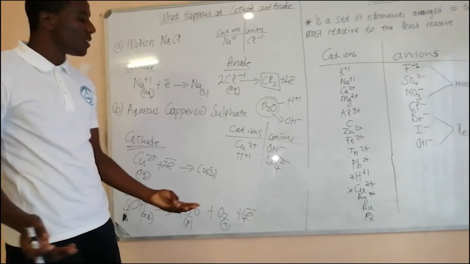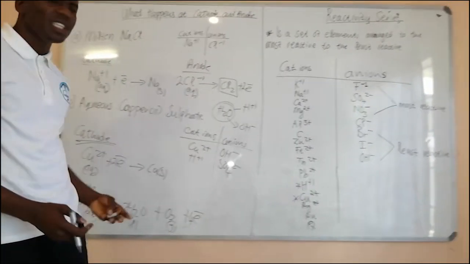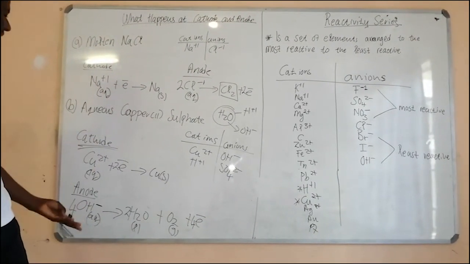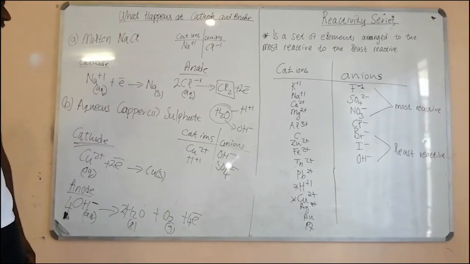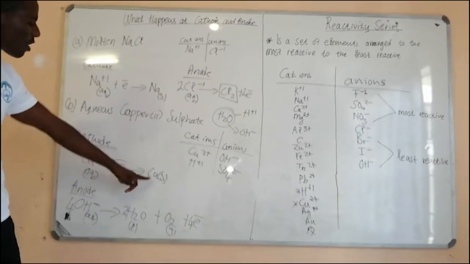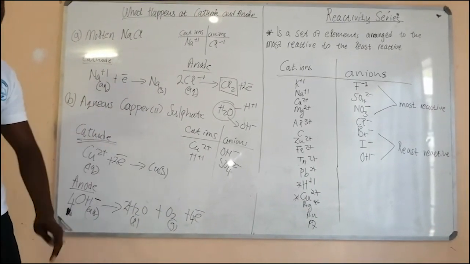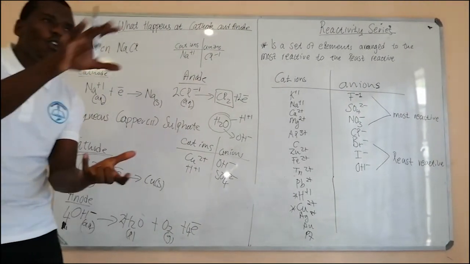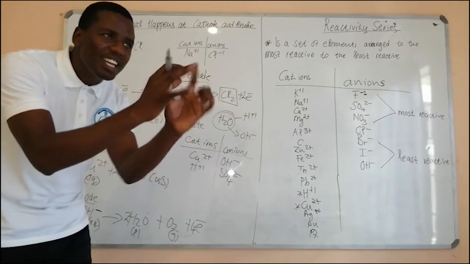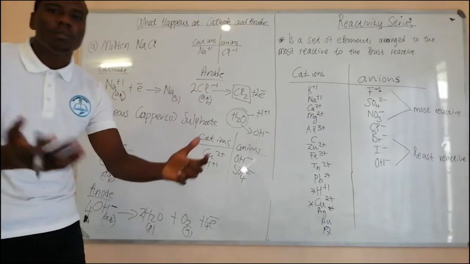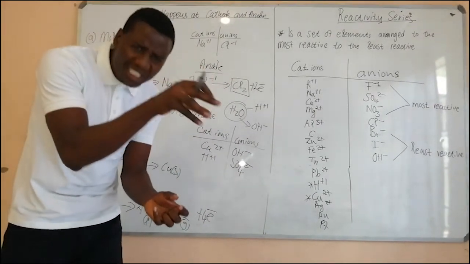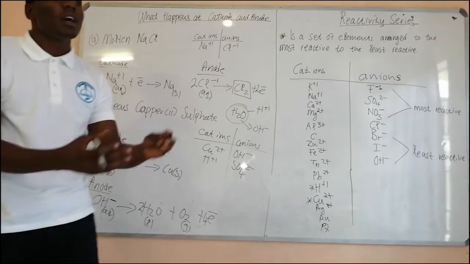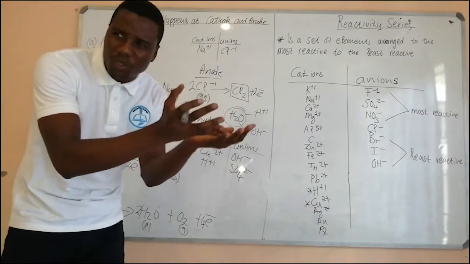Now, in conclusion, what are we saying? A question can come asking you what is going to happen at the cathode and what is going to happen at the anode. The moment you say you are going to have copper here as a solid, what does that mean? It means, for example, when you are electroplating, you are going to have copper covering the object that you are electroplating. So how do you see that it is copper? When it's copper, you see some brown deposits.